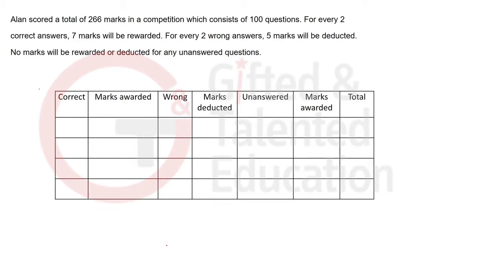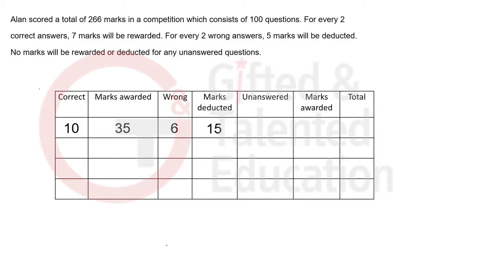Part A and Part B require us to find the maximum and minimum possible number of correct answers. So, we need to examine the conditions under which these 2 values can be attained. Suppose there are 10 questions answered correctly, so the marks awarded would have been 35. And let us further suppose that there are 6 questions answered wrongly, so the marks deducted would have been 15.